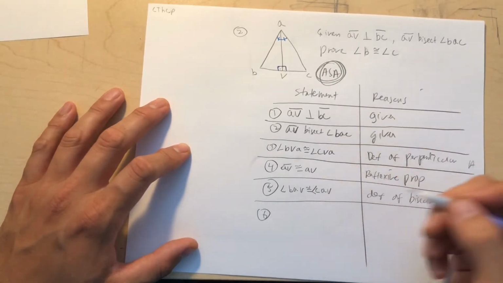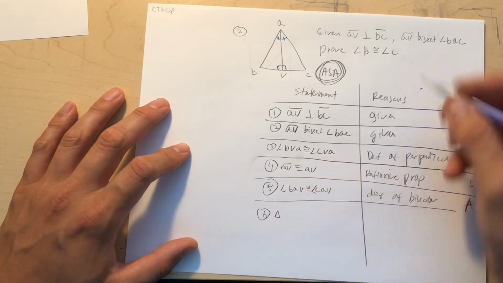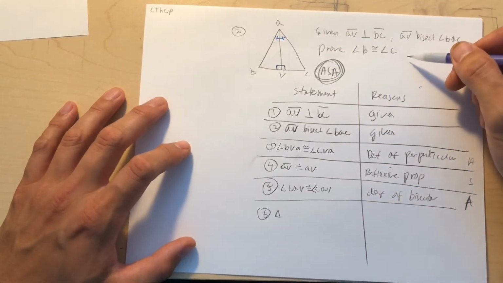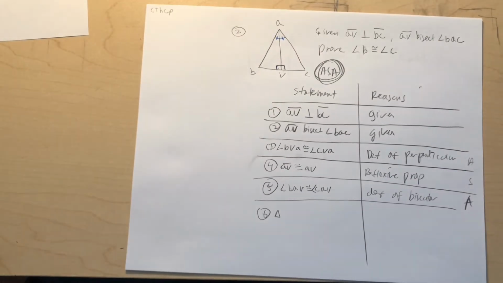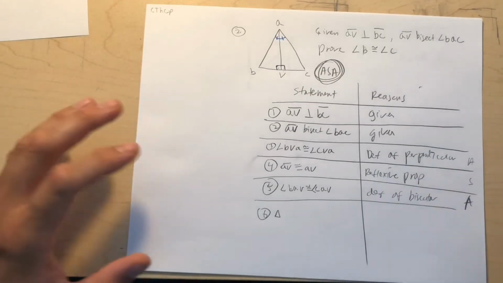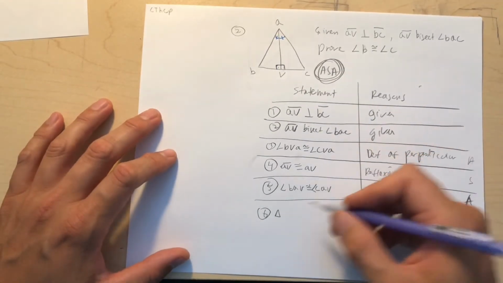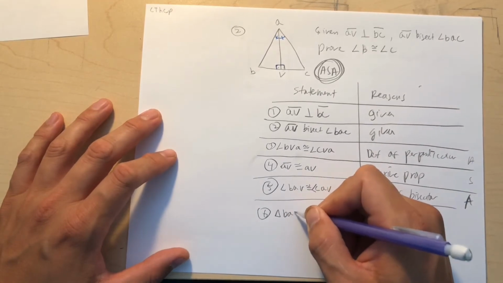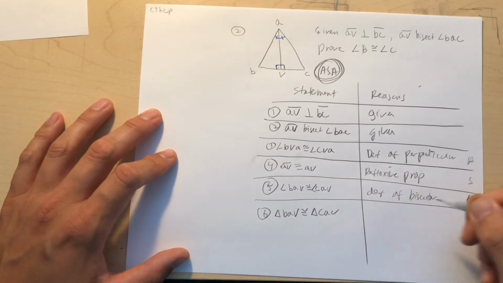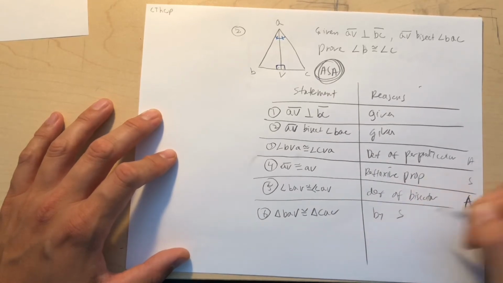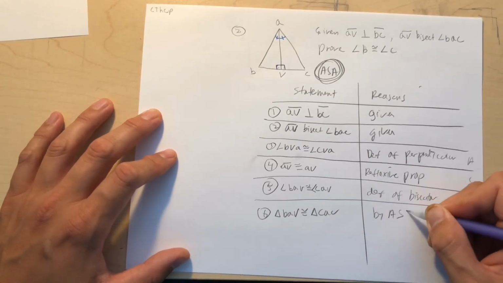So now we could just say, okay, triangle. Now wait a minute, it didn't ask us to prove a triangle is congruent. They asked us to find the angles, but we need to state first that the triangles are congruent for this reason, so let's do that first, okay? So triangle BAV is congruent to triangle CAV, and that is by side, angle, side, angle.